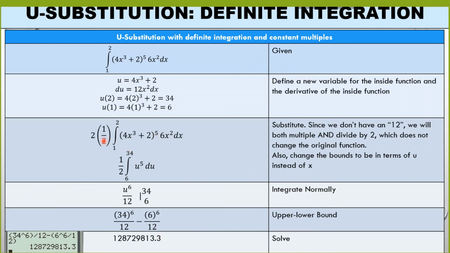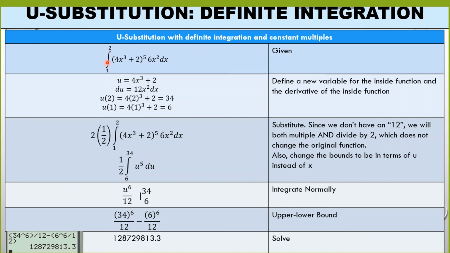So what's different here, what I want to focus on is this third step. When we went to substitute, I had my u as my inside part, my derivative of u, and then in order to substitute, I had to multiply by the 2 and the 1/2 because I didn't want to change anything. When I go to substitute for u, my bounds were originally in terms of x, so I've changed them to be in terms of u, which means I'm going to use this equation, u is 4x cubed plus 2, to change what these bounds are.